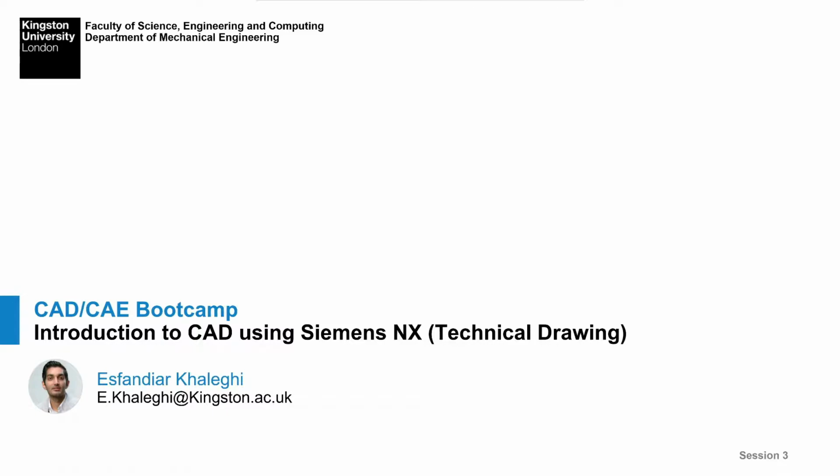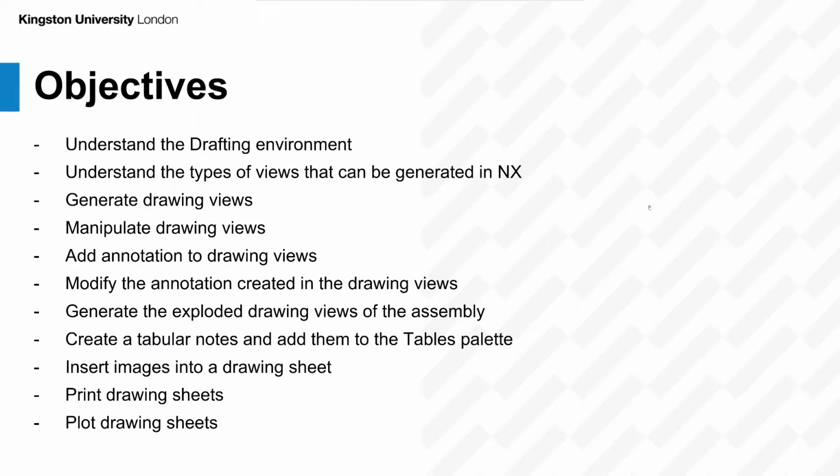What we're going to do today, we are going through the drafting environment or technical drawing side of Siemens NX to understand how we can work with the different types of views that would be automatically generated using the NX, and we're going to manipulate them, add annotations to them, modify the annotations, and work with different kinds of views such as the exploded drawing views. Also, we'll see how we can add notes, for instance, and then finally save the file, print it out, or plot it. So let's begin these parts of the bootcamp using the Siemens NX.